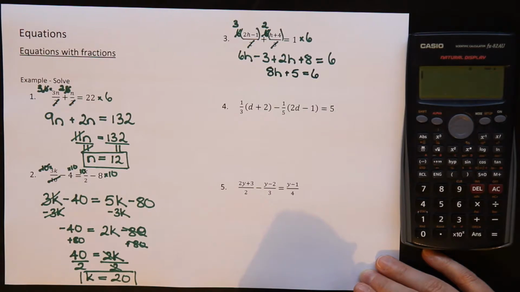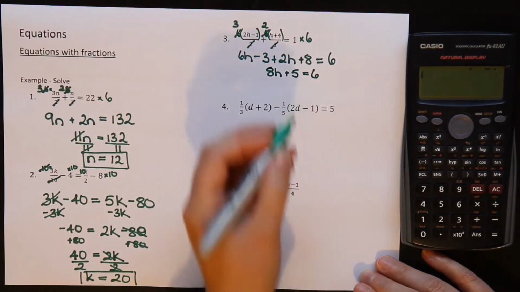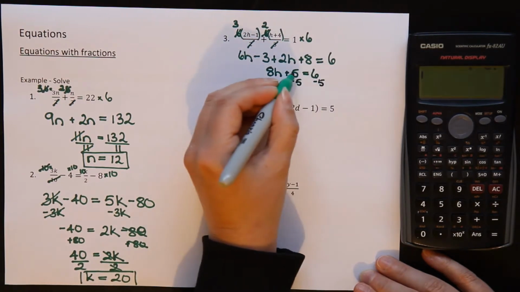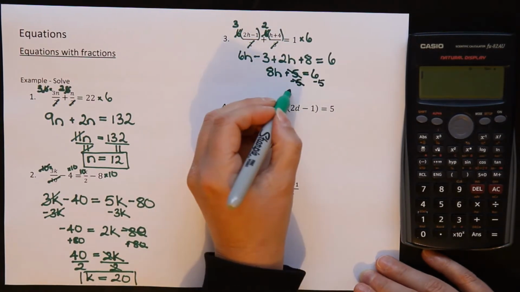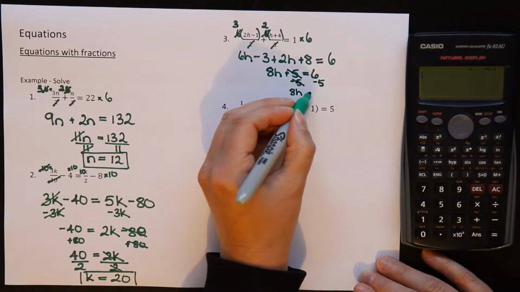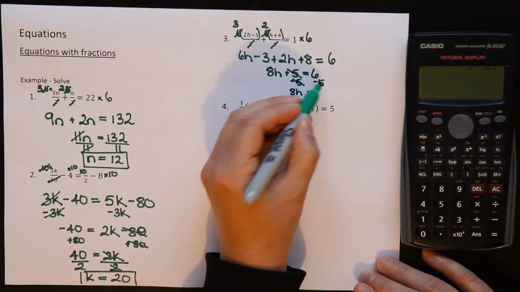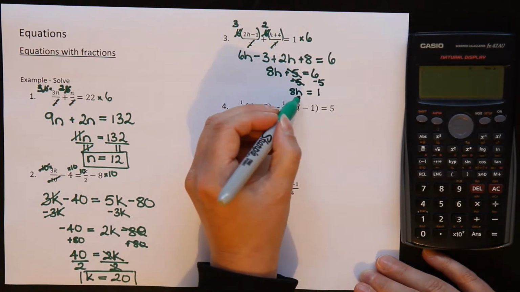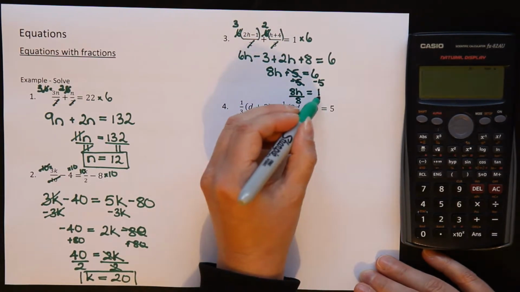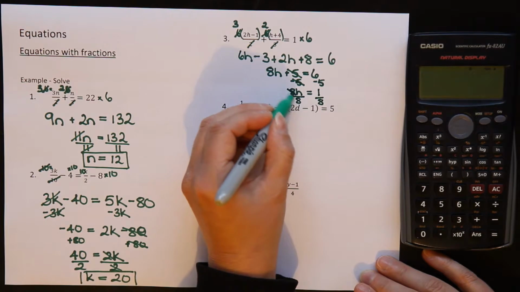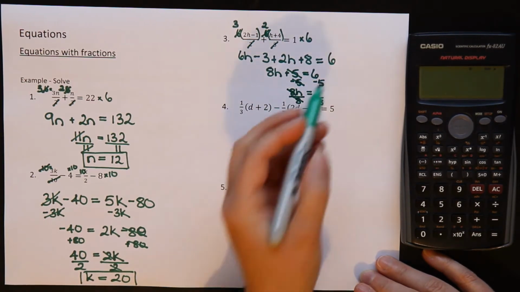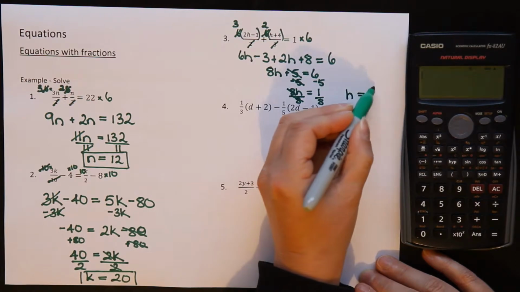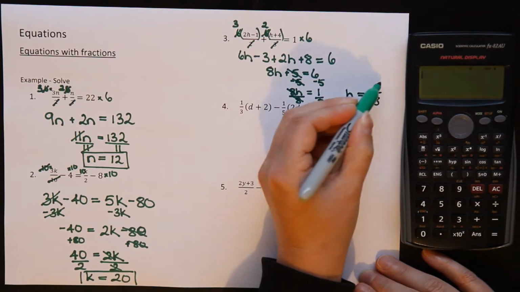Okay, now moving things away from the h. First of all, I subtract the 5. And I have 8h equals 6 minus 5 is 1. And then I have to get rid of the 8, so I divide by 8. Okay, gets rid of that. Now you're not always going to get a nice neat answer. This time I'm going to get h is equal to a fraction of 1 over 8.